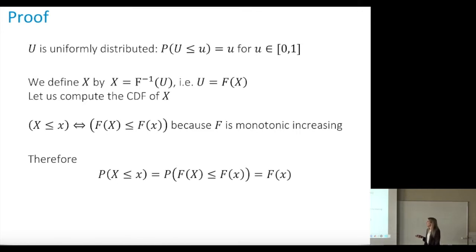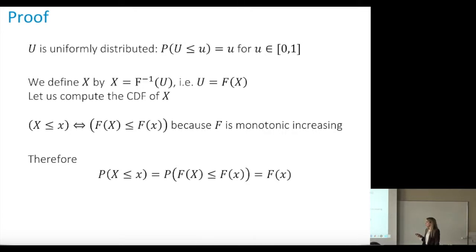Let's see the proof of it. What we want to prove is that the x that we have obtained has a distribution, a CDF, equal to f of x. So we want to show that the probability of x less or equal to x small is equal to f of x small. Okay, we want to prove this. First, u is uniformly distributed, therefore the probability that u is less or equal than u small is equal to u small, for every u small between 0 and 1.